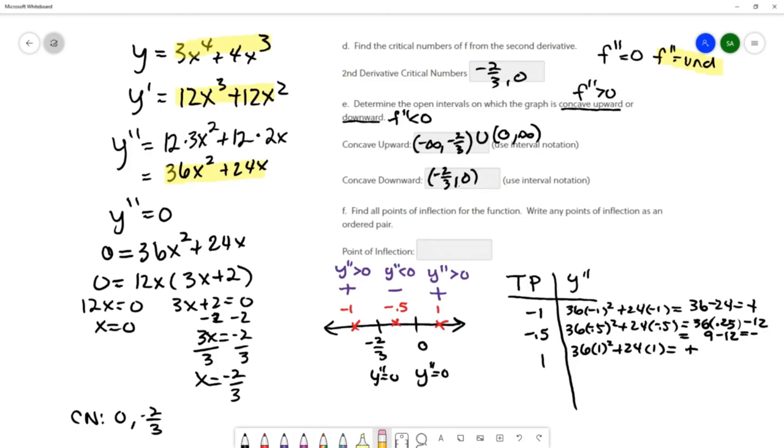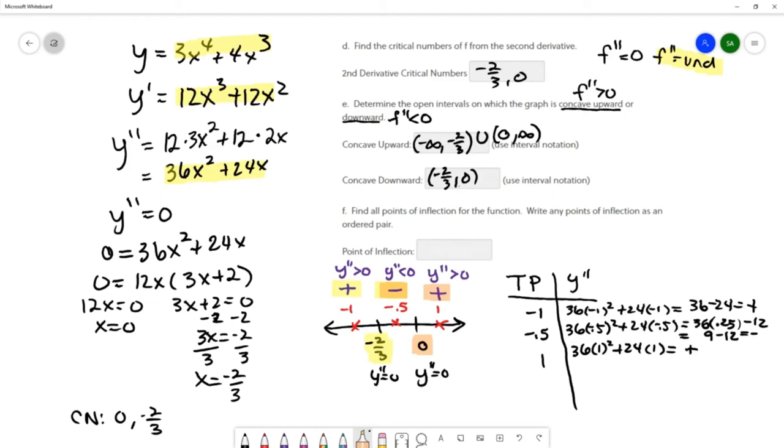So in this part, we want to find all points of inflection for the function. A point of inflection is when we see a change in concavity. So you'll notice that over this critical number of negative 2/3, we have a change in concavity. That's concave up to concave down. And then we also have a change in concavity over the other critical number of 0. We have concave down to concave up.